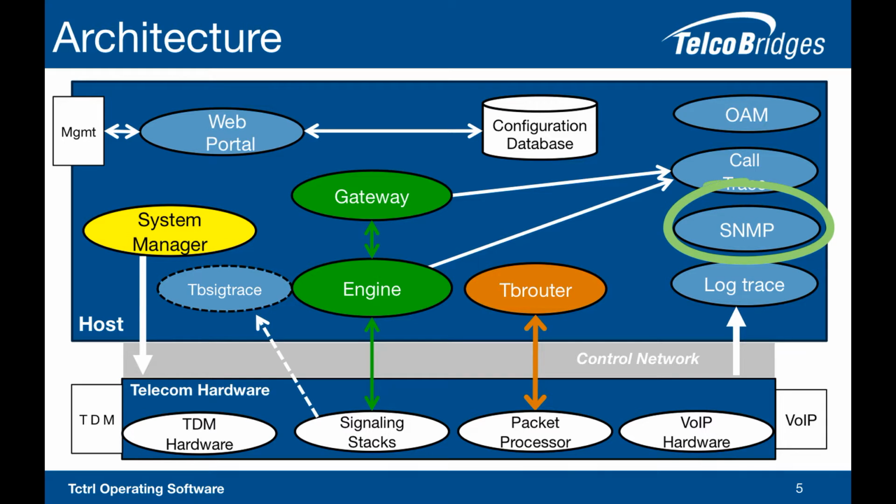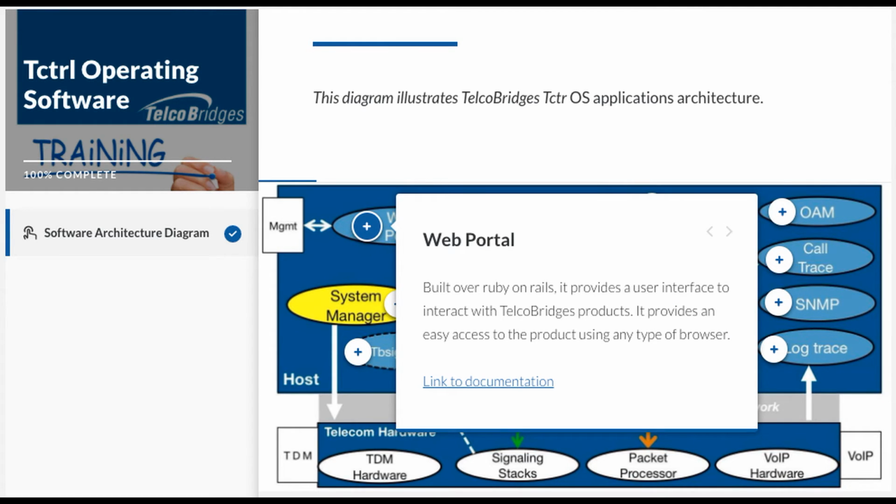SNMP provides alarm traps and allows polling of statistics and state of the system. Finally, LogTrace captures the low-level debugging information from the firmware running on the telecom hardware units. Tctrl operating software supports redundancy, running on two hosts, a primary and a secondary. The system manager, gateway, engine, TB router, and SNMP applications work in active standby mode, with each application's redundancy being managed individually. The next unit provides an interactive diagram with more details on each application.